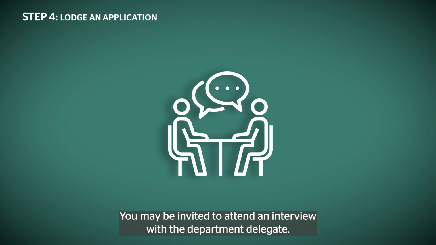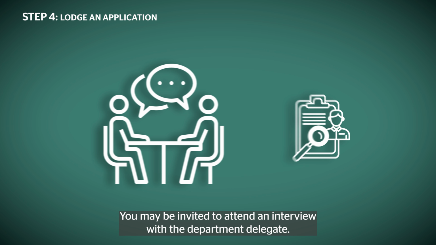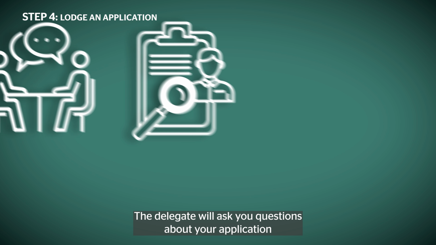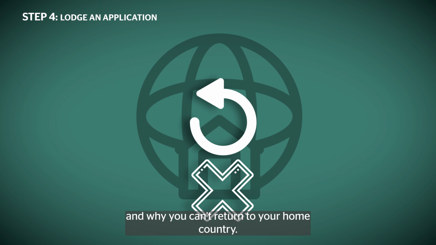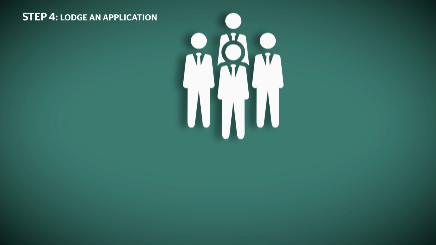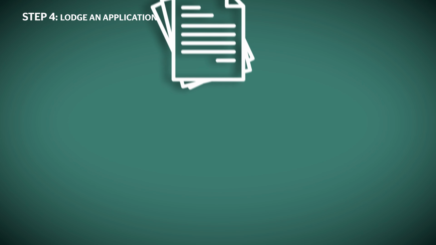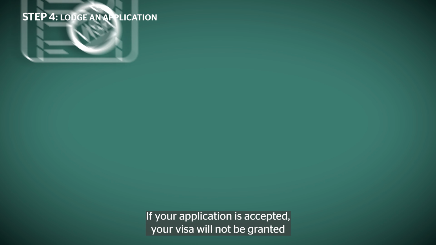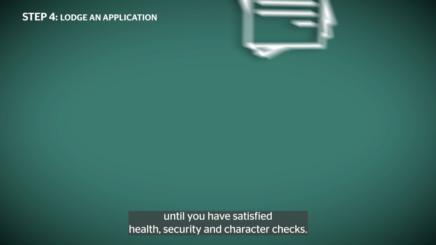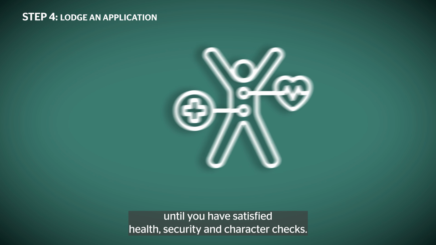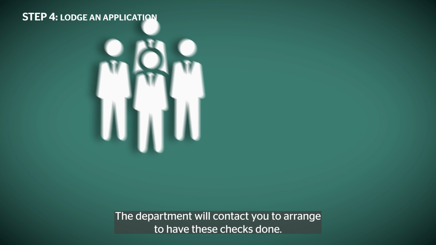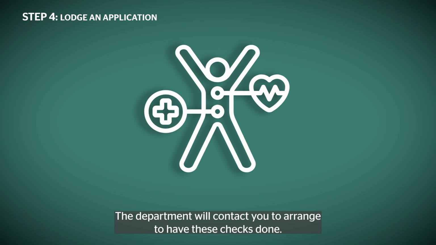You may be invited to attend an interview with a department delegate. The delegate will ask you questions about your application and why you can't return to your home country. The delegate will determine whether you need to submit any further documents. If your application is accepted, your visa will not be granted until you have satisfied health, security, and character checks. The department will contact you to arrange to have these checks done.